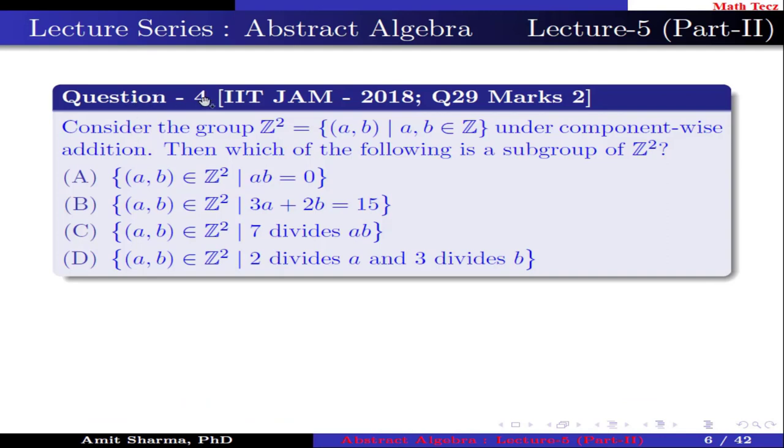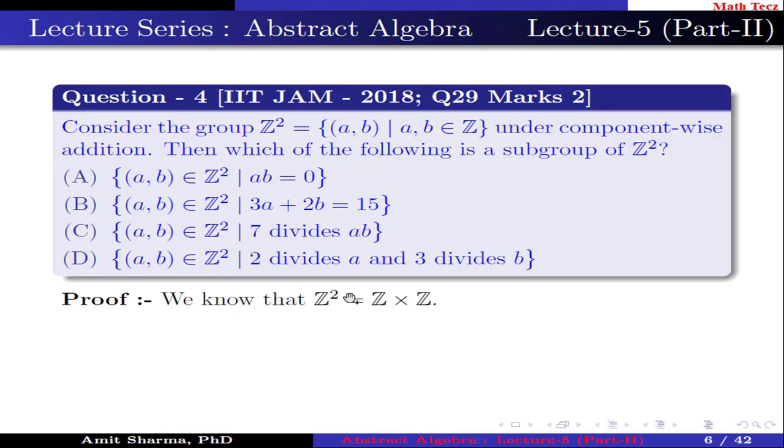Question number 4. This question was asked in the IIT-JAM exam in 2018. Consider the group Z squared containing the elements (a,b) such that a, b belong to Z under component-wise addition. Then which of the following is a subgroup of Z squared? Option A: the set of (a,b) in Z squared such that ab equals 0. Option B: the set of (a,b) in Z squared such that 3a plus 2b equals 15. Option C: the set of (a,b) in Z squared such that 7 divides ab. Option D: the set of (a,b) in Z squared such that 2 divides a and 3 divides b.